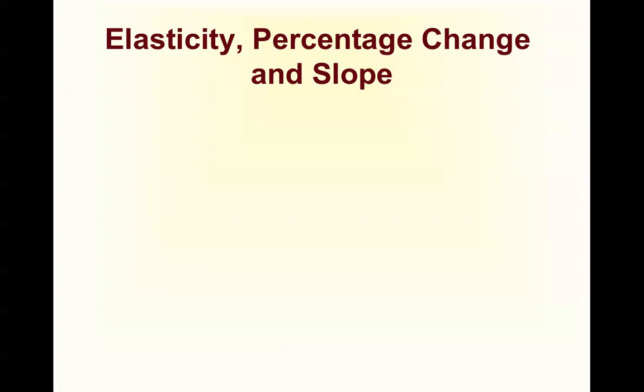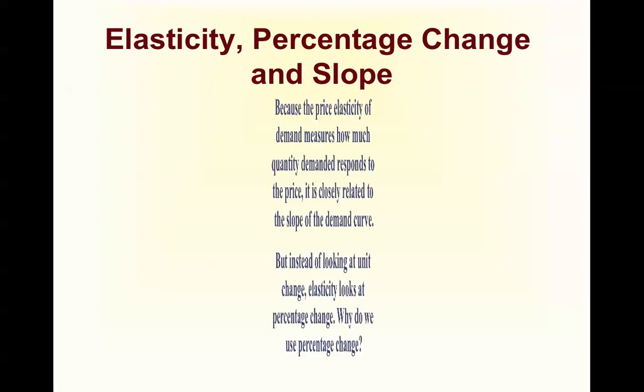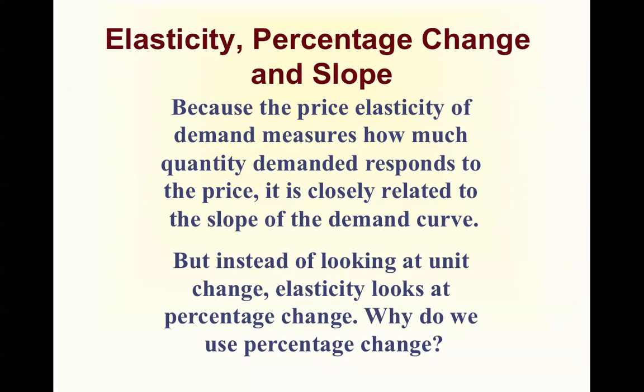And let's chat a little bit about elasticity, percent change, and slope. Now, because the price elasticity of demand measures how much quantity demanded responds to the price, it's closely related to the slope. So one could look at the unit change. And if you remember, the slope is always the rise over the run. But instead of looking at unit change, elasticity looks at percentage change.